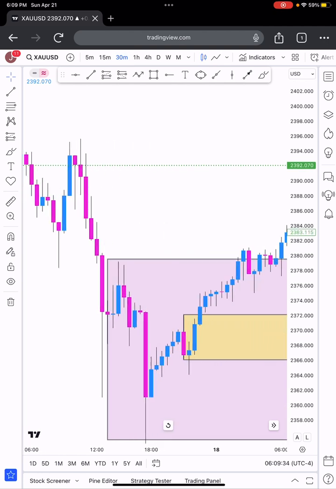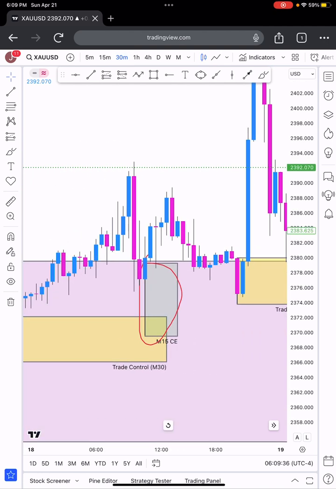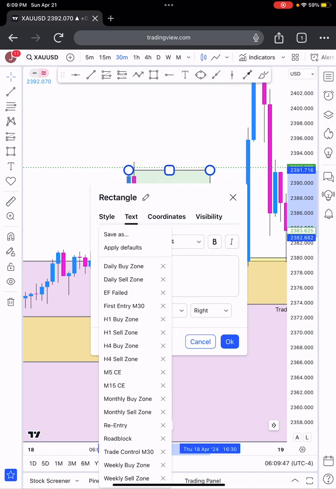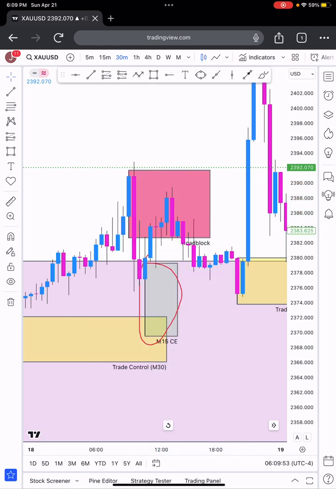Just to show you guys here, if you bought here, the opposing zone is going to be here. So this is a roadblock. The 30-minute is the roadblock, just so you know. The 30-minute you can use as a retracement entry as well. That's a roadblock. It's an engulfing sell. Obviously you can see that price respected it. Now, why did price respect this?